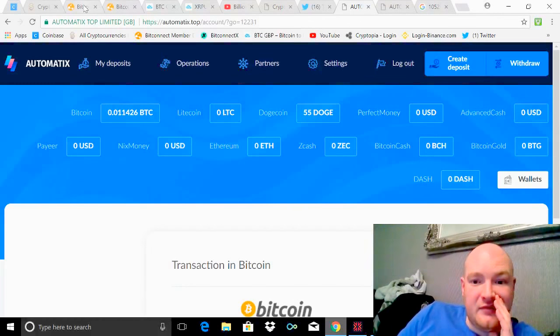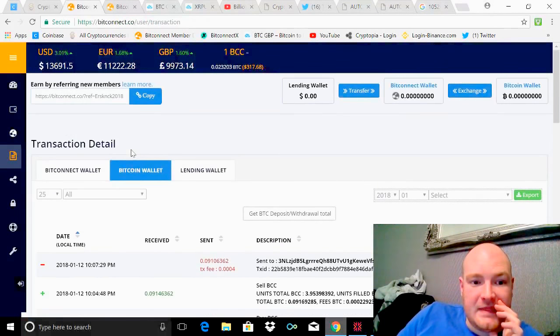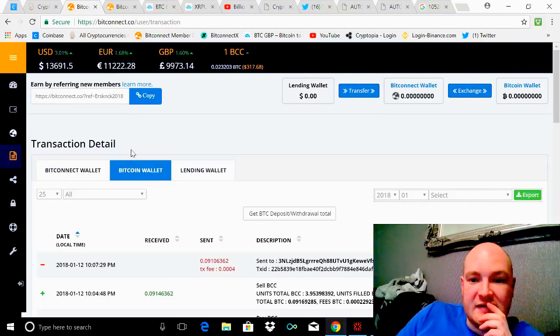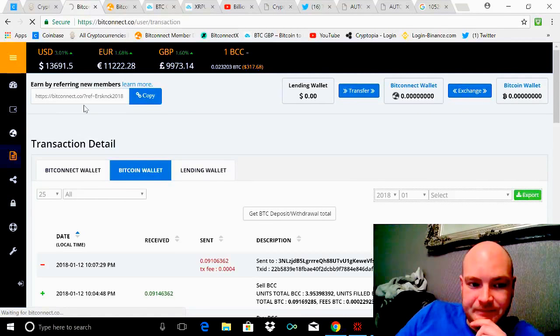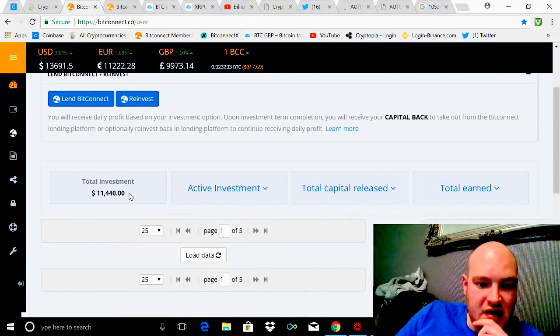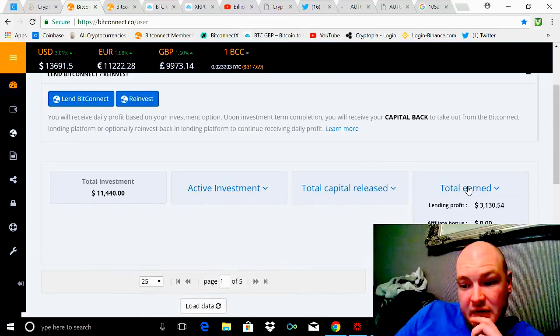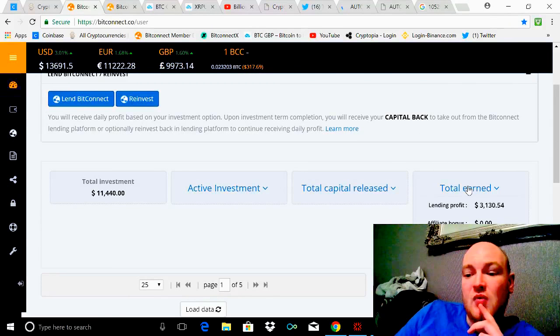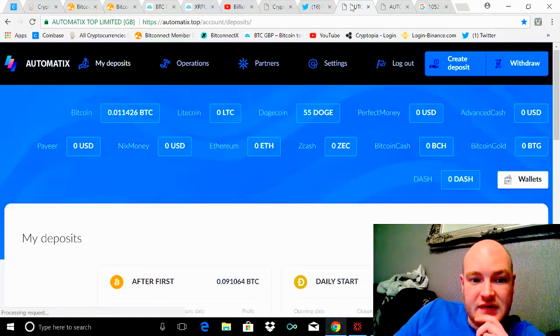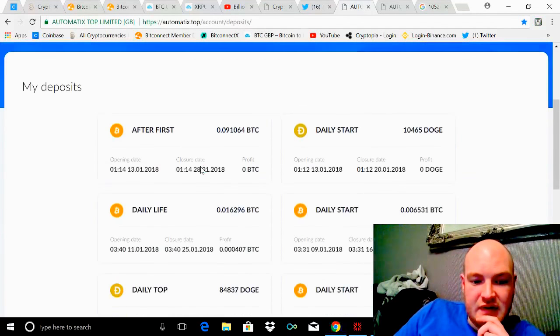So that's good. We've locked in a $1,260 loan. I will continue to keep doing this with my profit from my BitConnect loan. If we just look, my total investment is still 11,440, and now my total earned is $3,130.54. So there we go.